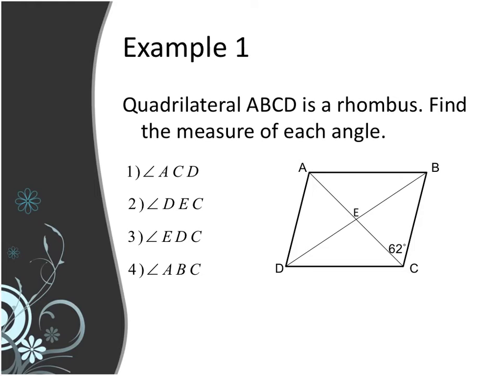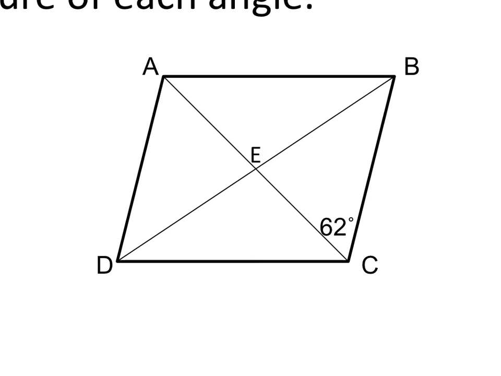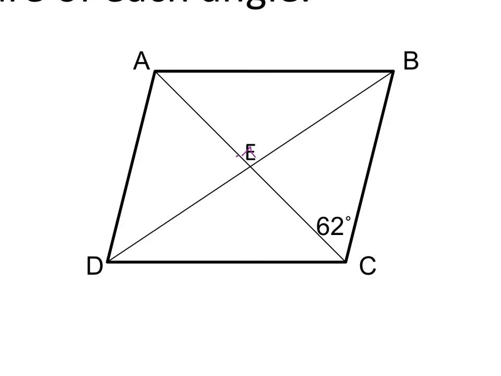All right, example 1 says quadrilateral ABCD is a rhombus. Find the measure of each angle. So what do we know about the angles in a rhombus? Where the diagonals meet is 90, right? These are all 90. What about these two angles? They're congruent. So if that's 62, this is 62. Good. Opposite them are also 62.